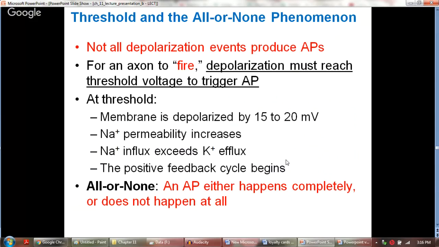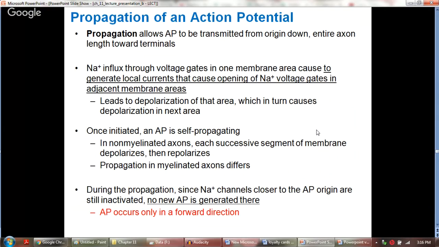So there's the all or none phenomenon, that an action potential either happens completely or does not happen at all. There's no such thing as partial happening. It's either happening or not happening at all. That is why it's called the all or none phenomenon.